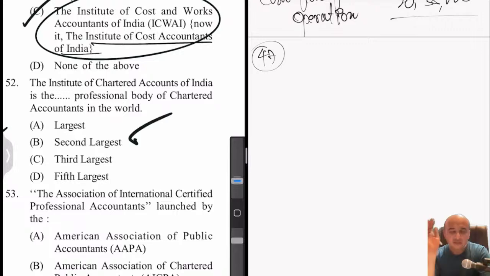Okay, so the ICAI is the second largest professional body of chartered accountants in the world. So what? The largest professional body of chartered accountants is the American Institute of Certified Public Accountants. So how does that make any difference? It makes no difference, but if at all we are looking at the numbers, the largest is the American Institute of Certified Public Accountants, and the second largest is the Institute of Chartered Accountants of India, that is ICAI. That's all, nothing else.